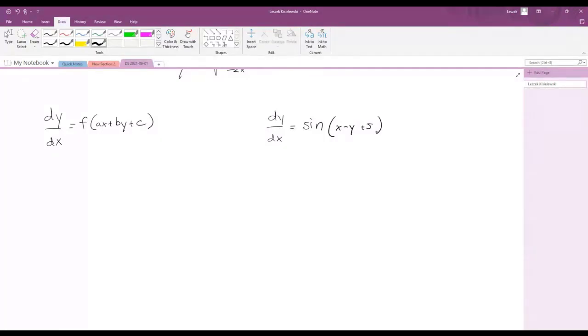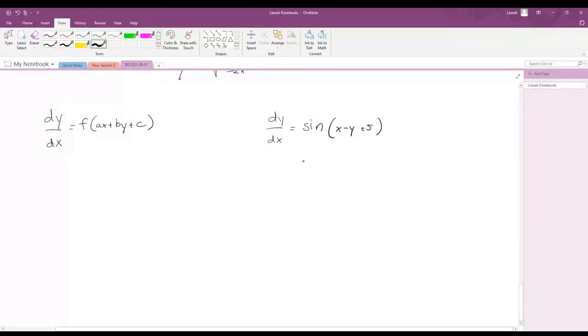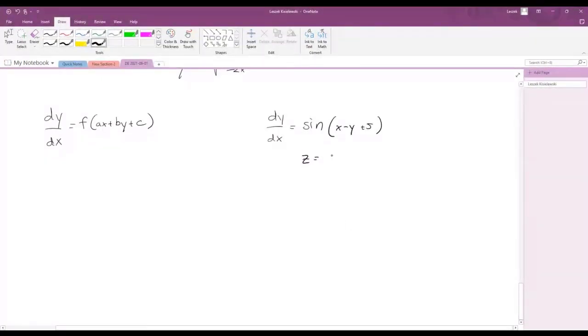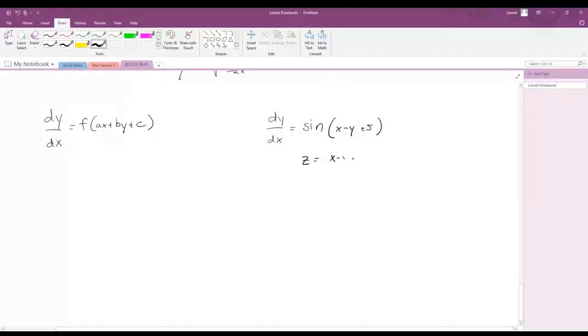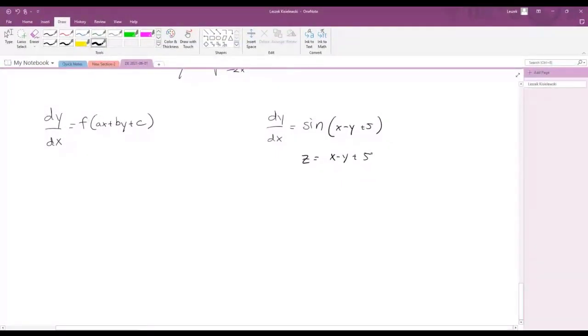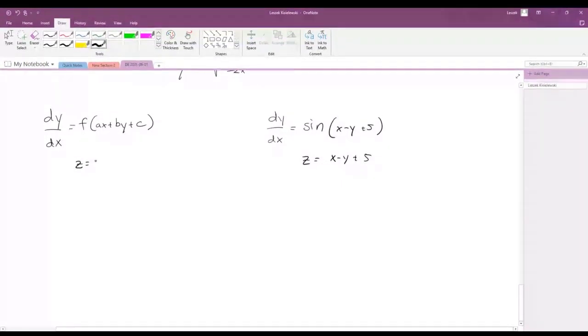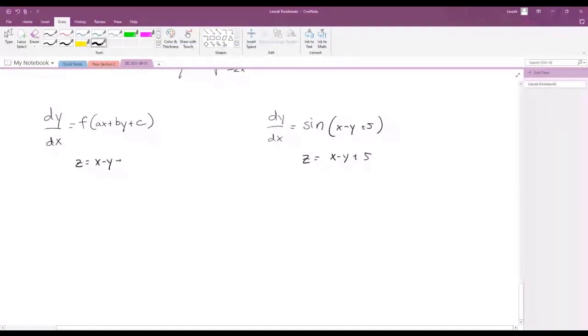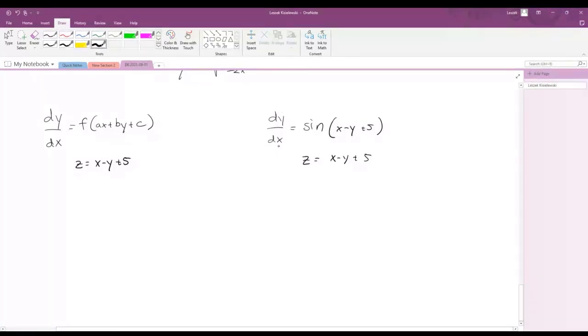So let's just try to simplify the right-hand side by calling this linear combination of x and y, up to a constant, a new variable z. Seems like a natural thing to do, right? So what we want to do is complete the change of variable, but to do that we have to replace dy/dx.